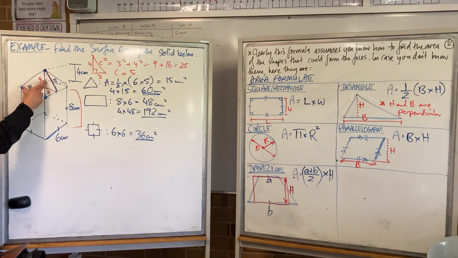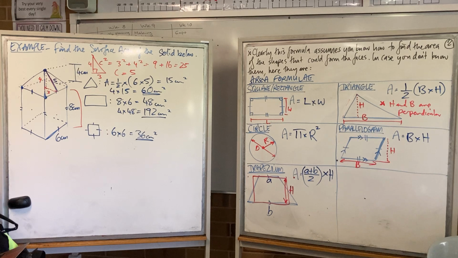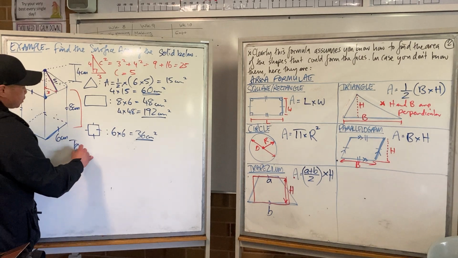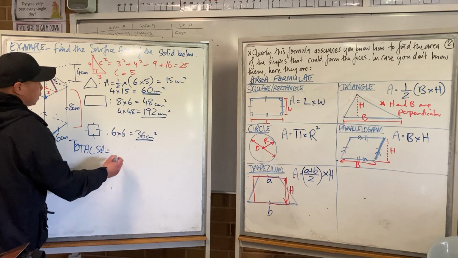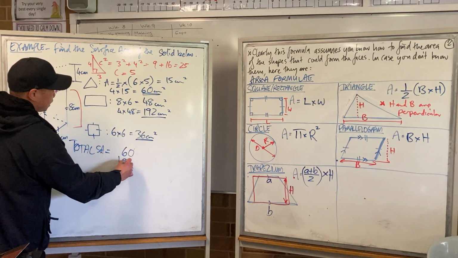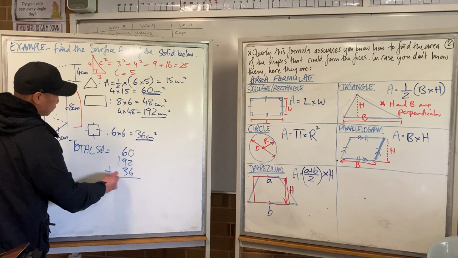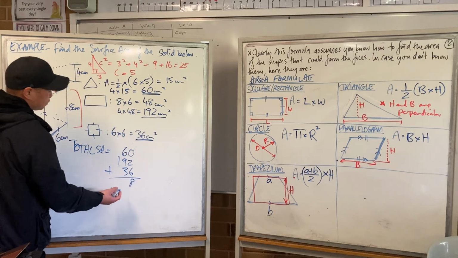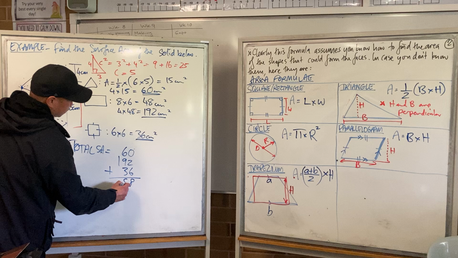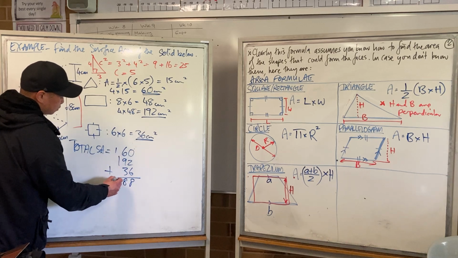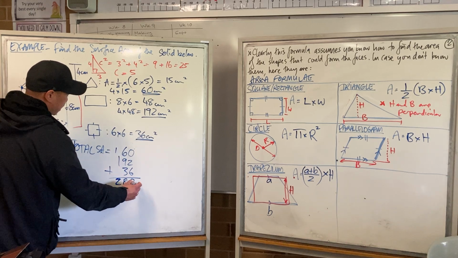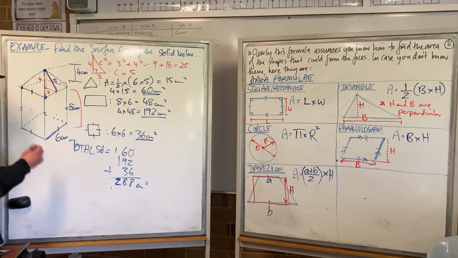Do I need to find the square at the bottom of the pyramid? No. Because the surface area is the external sides. Are the squares on the bottom of the pyramid and the top of this external? They're inside, they're not exposed. So that's not part of the surface area. So what numbers do I need to add? Total SA equals 60 plus 192 plus 36. 288 square centimeters in total.